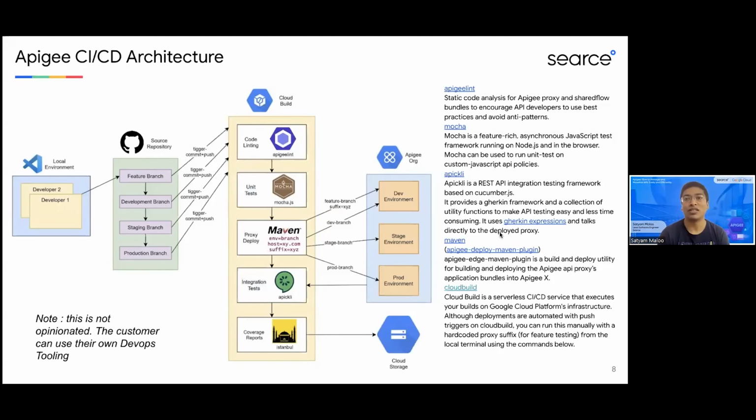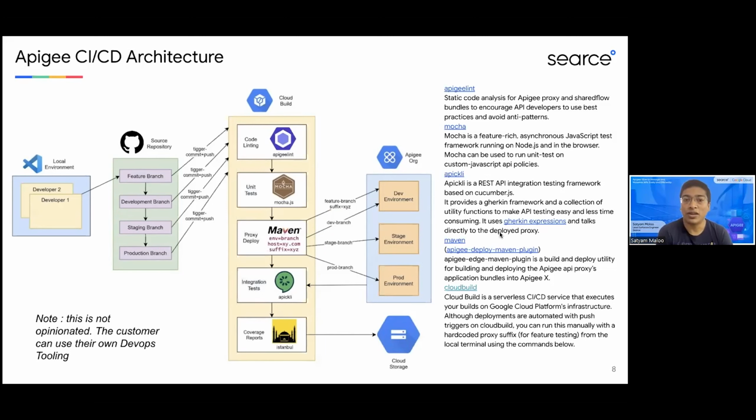Once it is pushed, you can use something like Cloud Build to do CI/CD. The steps that we generally recommend to clients: you have your code, and it goes to a lint first, the Apigee lint. Then if you have written some JavaScript policies, you can write unit tests along with them using the Mocha framework. The next step is the actual proxy deployment on the Apigee org. Based on your branch, you can say this branch goes to dev, this branch goes to test, all those settings you can do easily. The API is then deployed on the Apigee org.